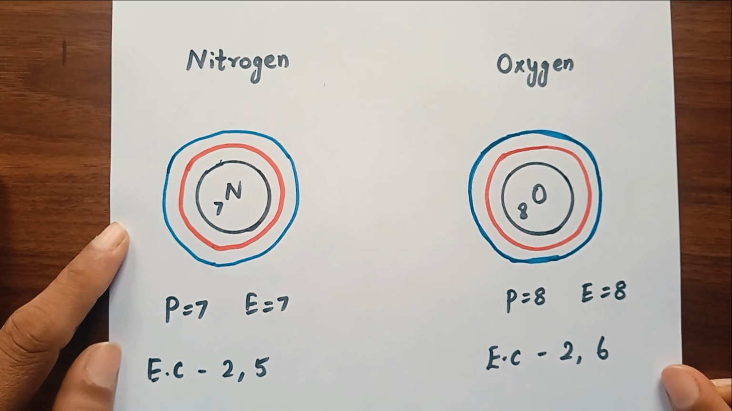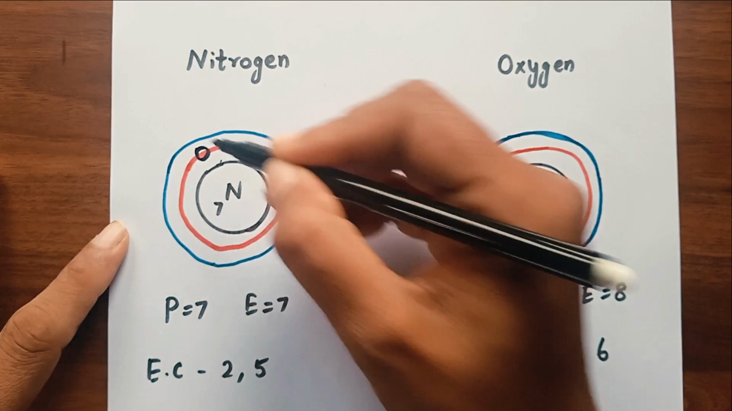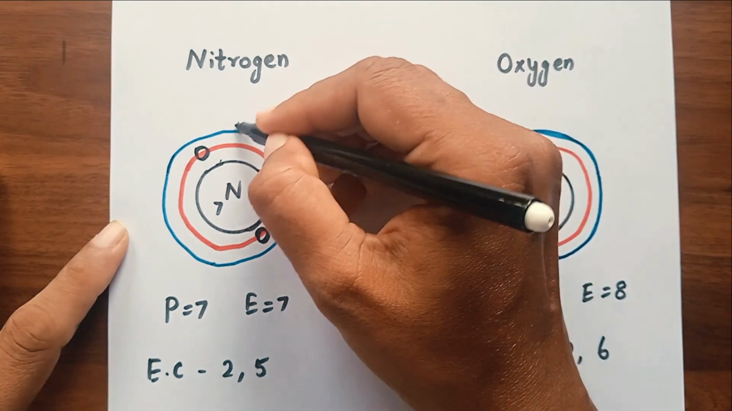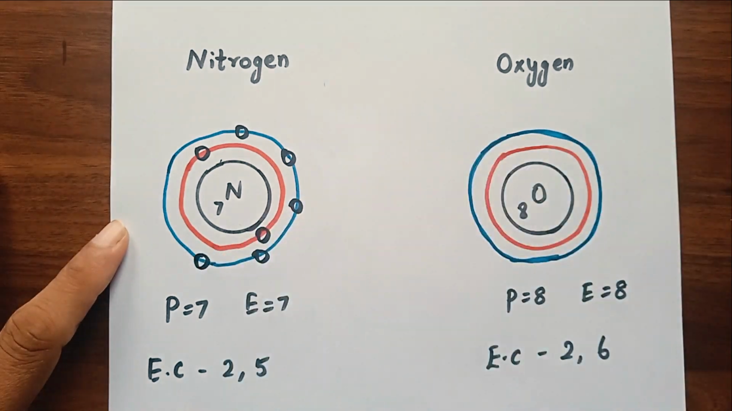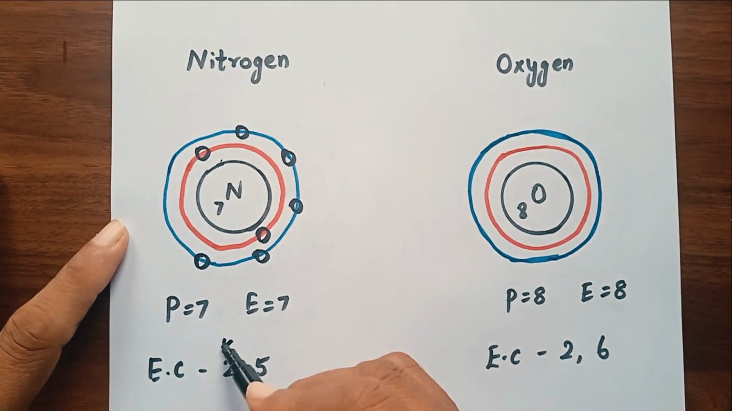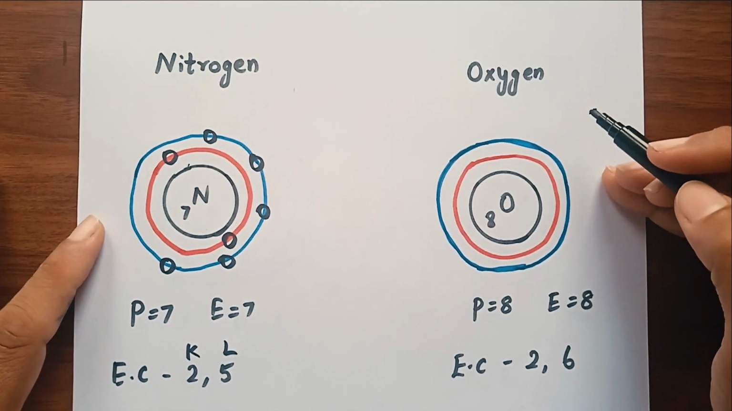Nitrogen atomic number is 7. So total number of protons is 7. Total number of electrons is 7. First fill the K shell with 2, then 3, 4, 5, 6 and 7. So K shell 2 electrons, L shell 5 electrons. So the electronic configuration you can write is 2, 5. That is enough. Okay. Now we see the oxygen.